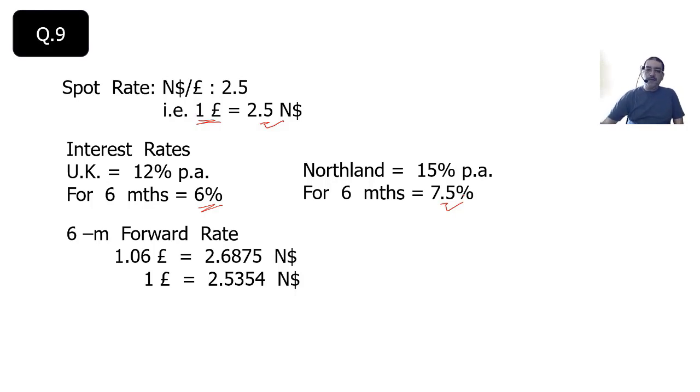Up till here it is clear? Fine. Now let us see the three cases: the pound gains 4%, the pound loses 2%, and the pound is stable. Then what will happen?